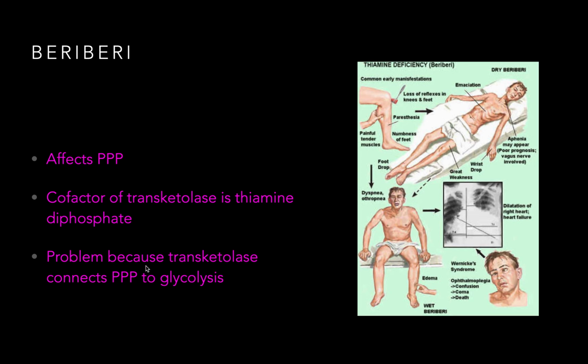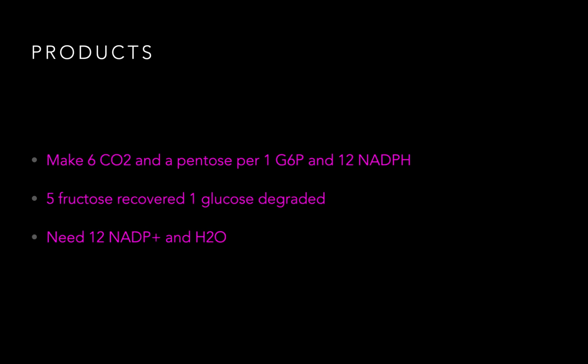As I was waffling on before, you can see these two cycles are very, very linked together, because the PPP creates the NADPH, right? And then those glycolytic intermediates. The end products are 6 carbon dioxides and a pentose per 1 G6P, and it also creates 12 NADPH. So 5 fructose are recovered per 1 glucose that is degraded, and we require 12 NADP to make the NADPH and water.